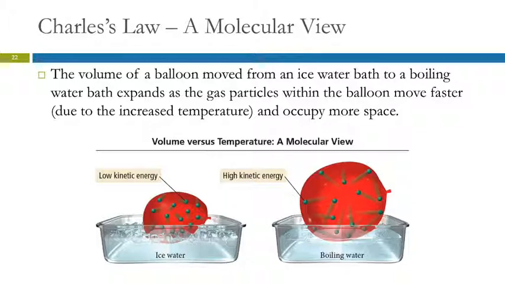You can observe the relationship between volume and temperature using balloons. You could try this at home. Here's a balloon, and if you put it in ice water, it'll shrink. And then if you warm it up, put it in boiling water, it'll expand. Because the volume of a gas is proportional to its temperature. Higher temperature, larger volume. Lower temperature, smaller volume.